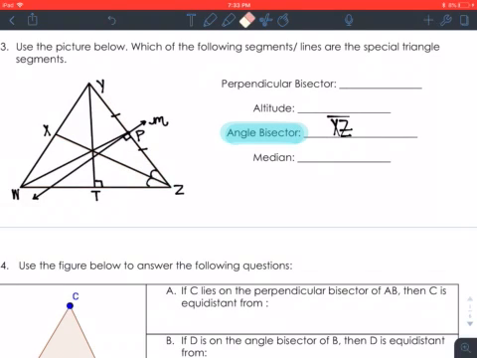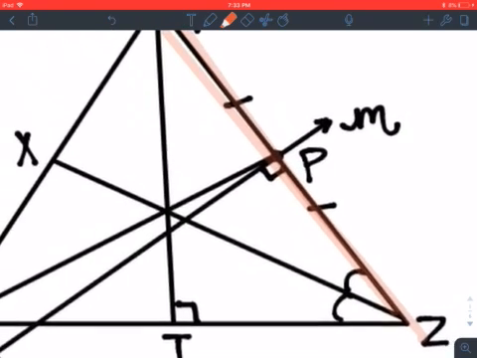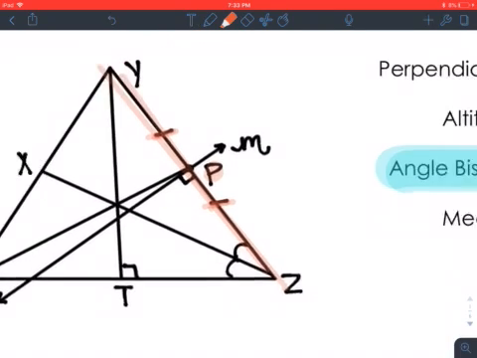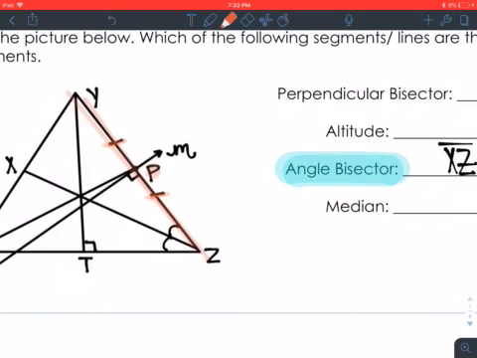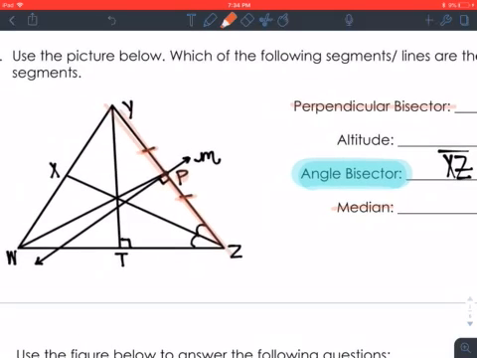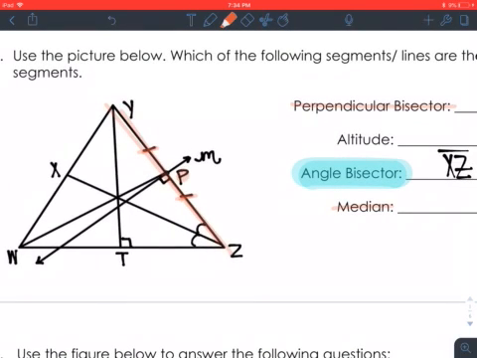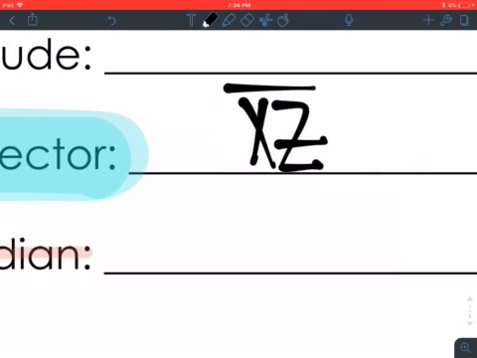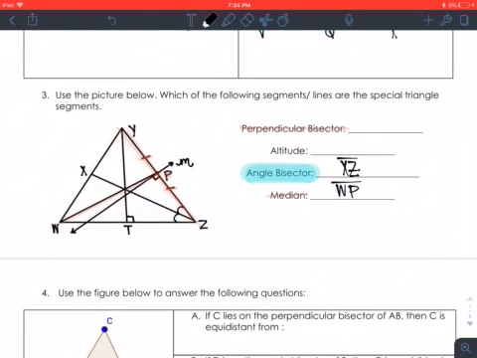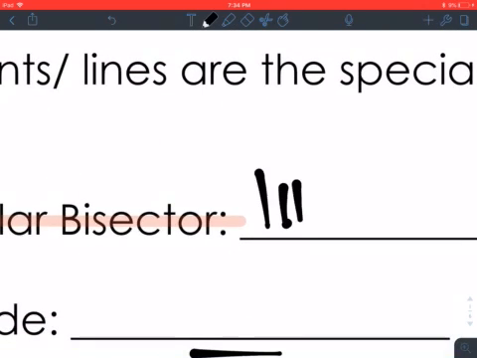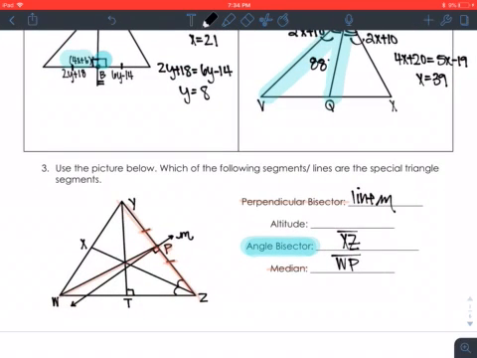Now, the next three are all actually centered around this segment right here, YZ. So I want to look at this notation right here that's saying that these two segments are congruent, which means that P has to be the midpoint. And because P has to be the midpoint, what we're looking at are the perpendicular bisector and the median. So I know that a median has to go from the opposite vertex down to the midpoint, which means that WP is going to be my median. And then my perpendicular bisector has to pass through the midpoint, and it also has to pass at right angles. So that means my line M is my perpendicular bisector.